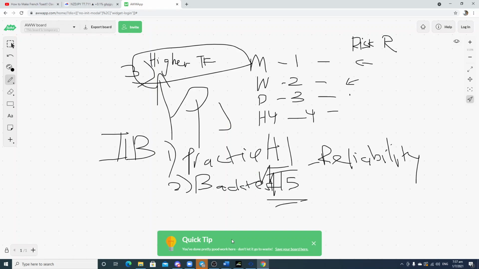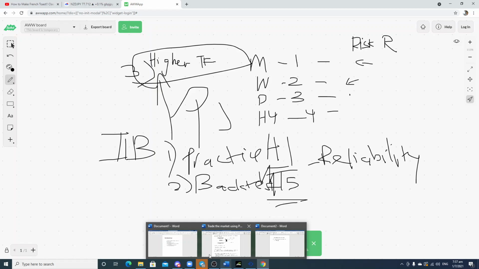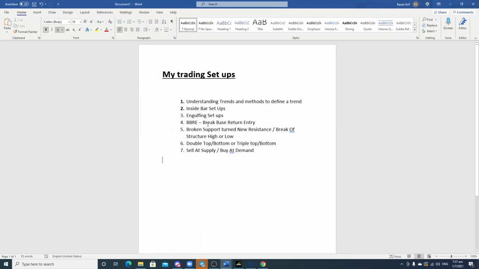So the next topic, which I'll cover next week, is more into engulfing setups, like bearish engulfing and bullish engulfing. I seldom take them, but there's something that we can learn from them also. Okay, and that's it.